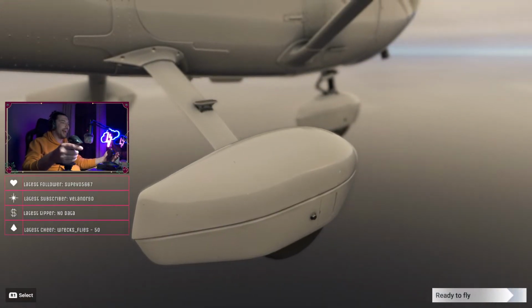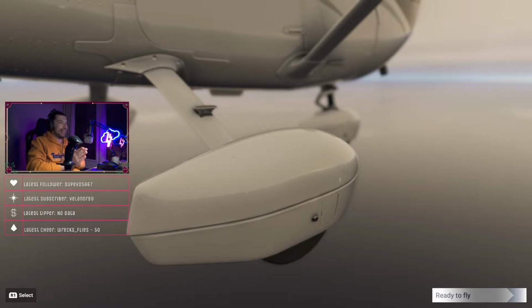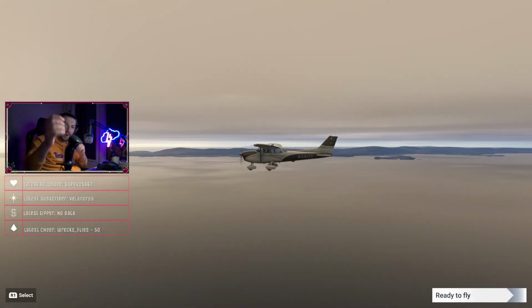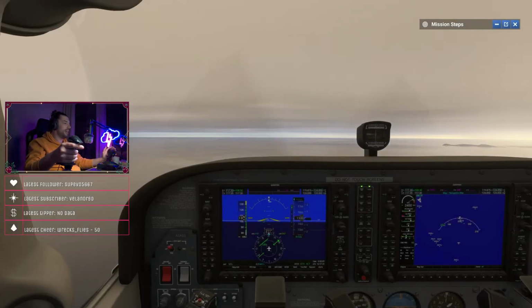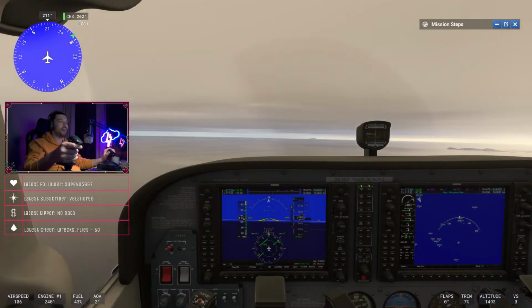Time to do this landing. I'm gonna get an A for you guys, since you guys gave me such a nice, good feeling, Christmas vibes.